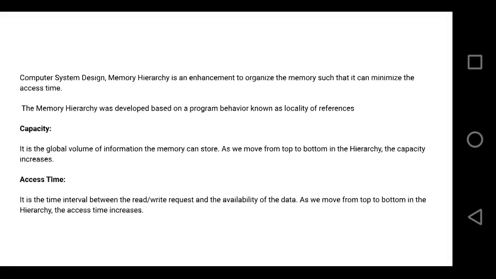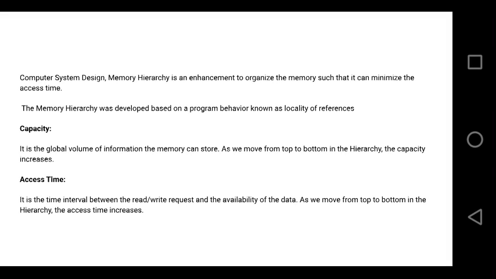Remember, in computer system design, as you might have already known, different types of memories exist in the computer, and this is just to enhance the organization of memory, such that the goal here is to minimize the access time and reduce the cost of memory devices. So memory hierarchy was developed based on a program behavior known as locality of reference.